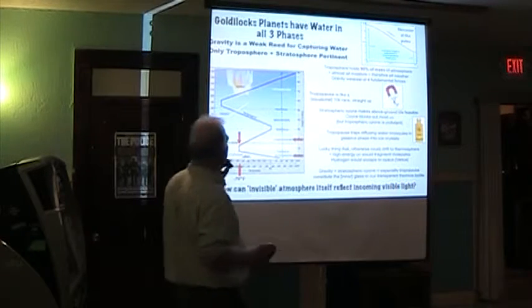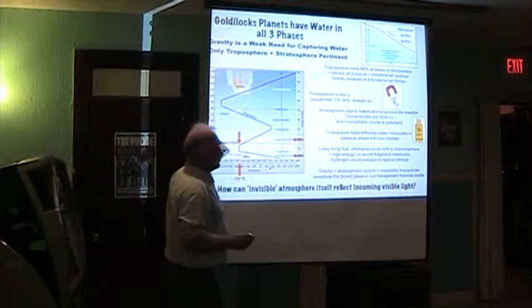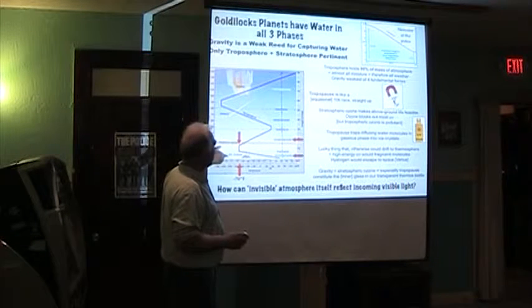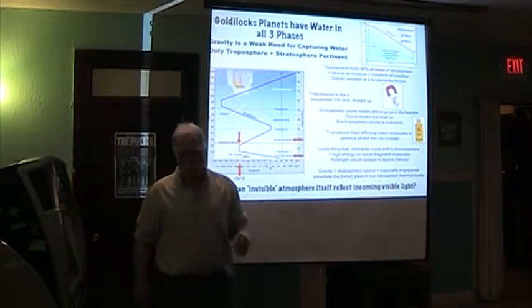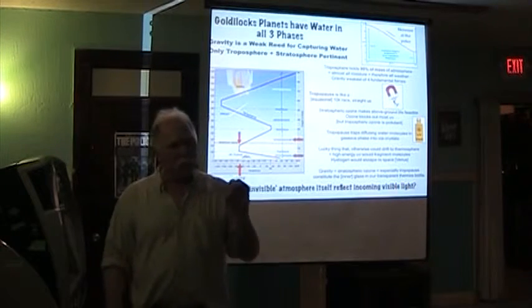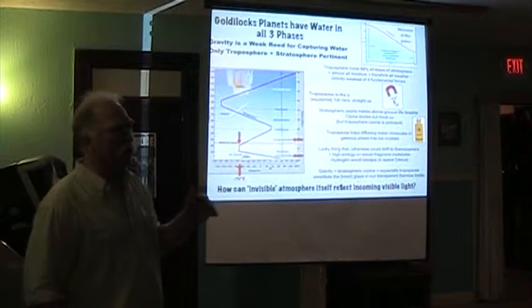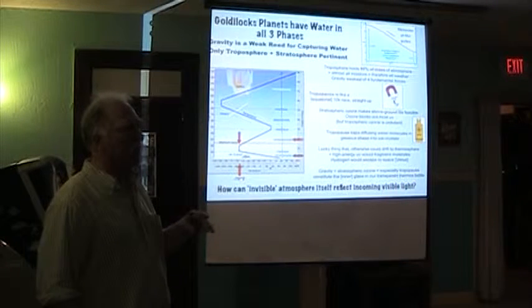The other thing is that in the mid-stratosphere, the next level up, the only level we need to talk about, you have the highest concentration of ozone, and ozone is very important. Before we had ozone, a lot more very high-energy ultraviolet hit the surface of the planet.